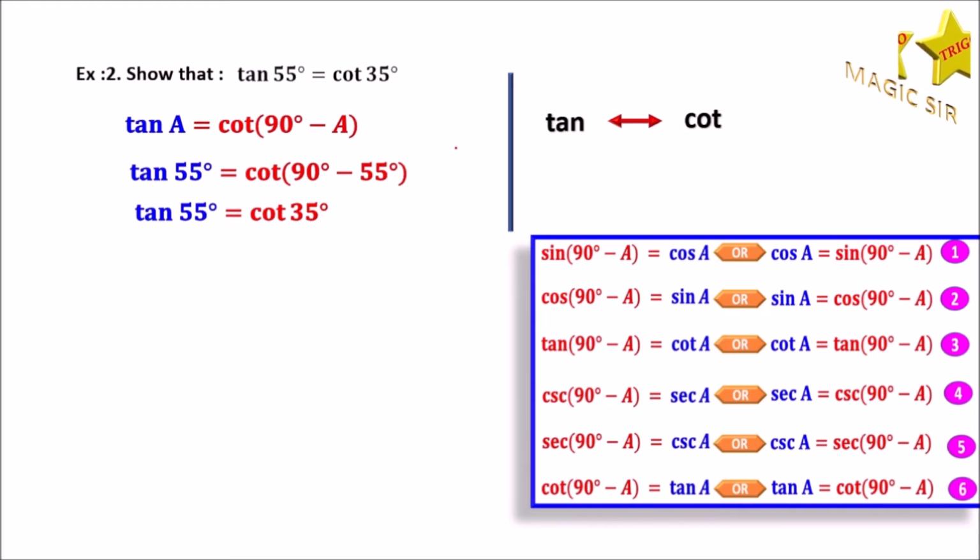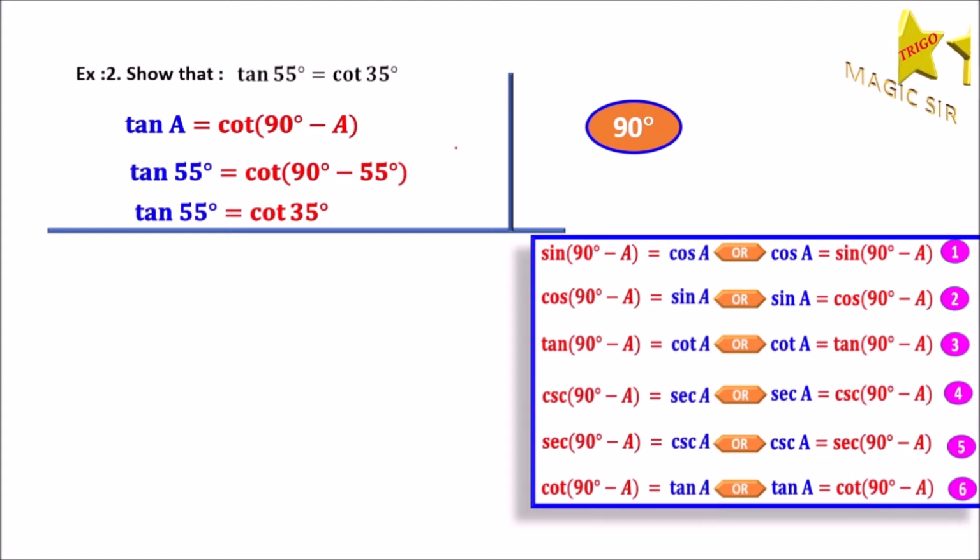Hence, we can convert tangent to cotangent or cotangent to tangent by subtracting the given angle from 90 degrees. Note that 55 degrees plus 35 degrees is equal to 90 degrees.